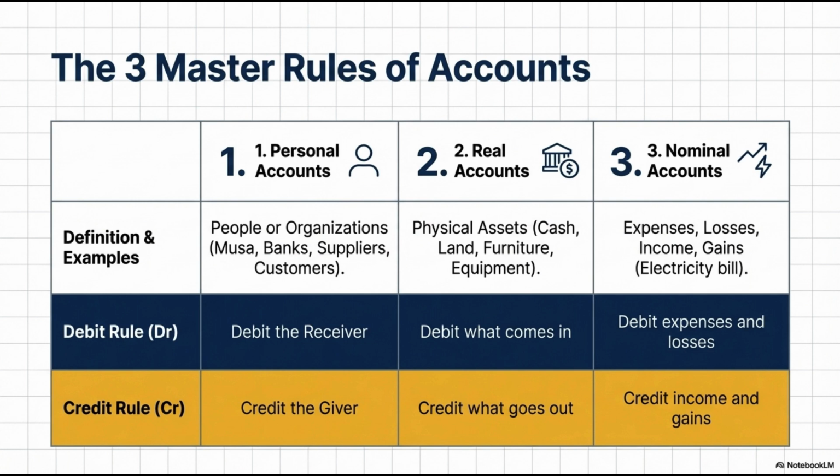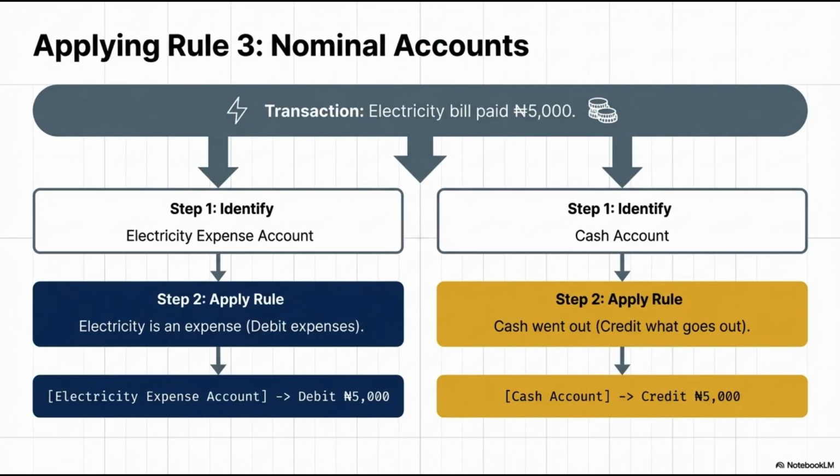3. Nominal accounts. These represent expenses, losses, income and gains. Rules: debit expenses and losses, credit income and gains. Example: electricity bill paid 5,000 naira. Electricity is an expense. Electricity expense debit 5,000 naira, cash credit 5,000 naira.